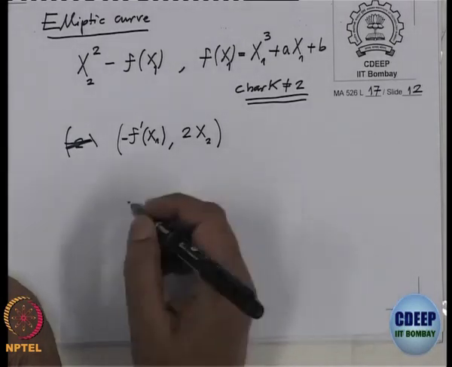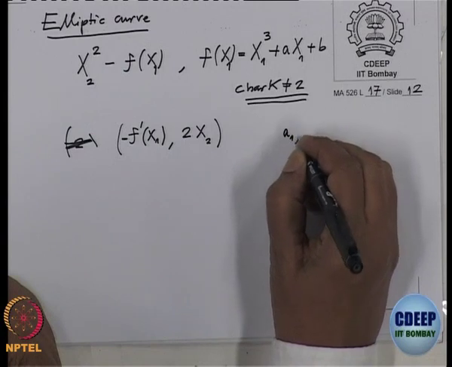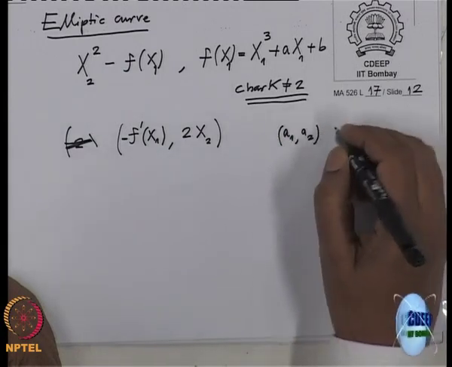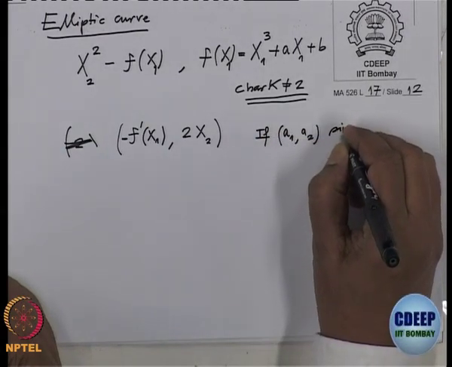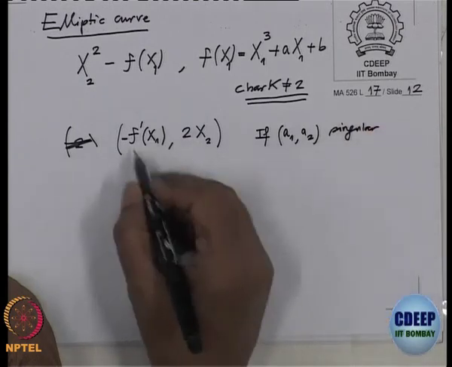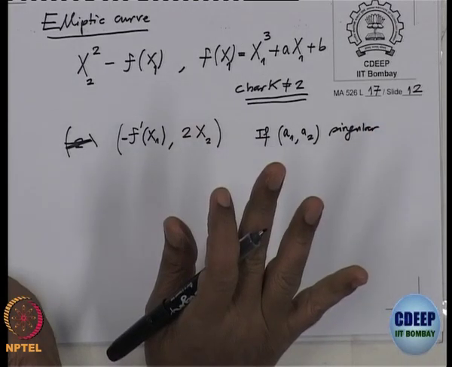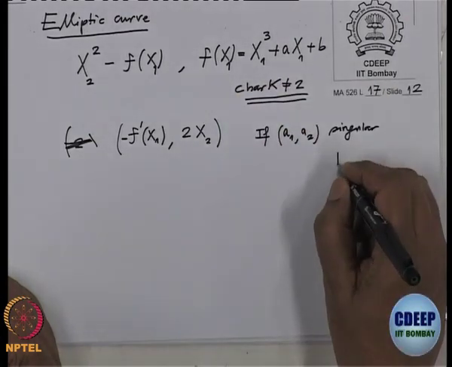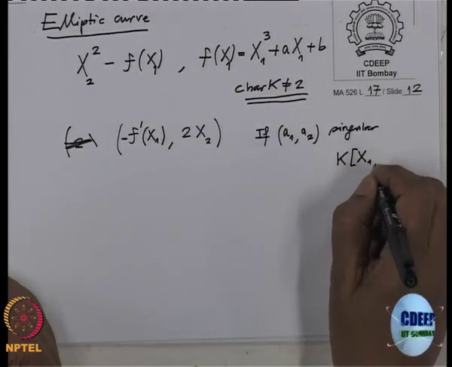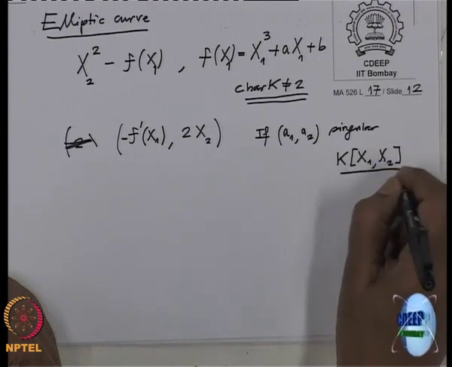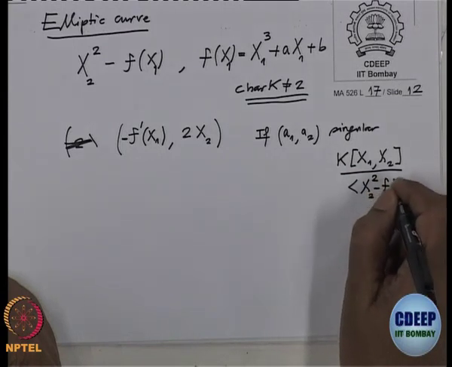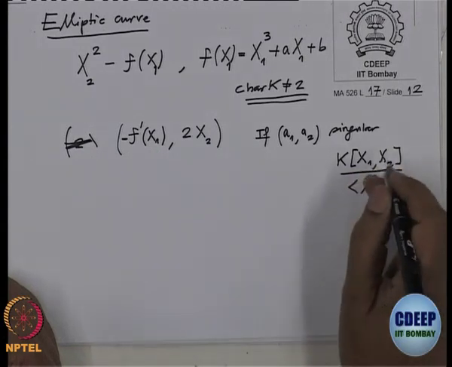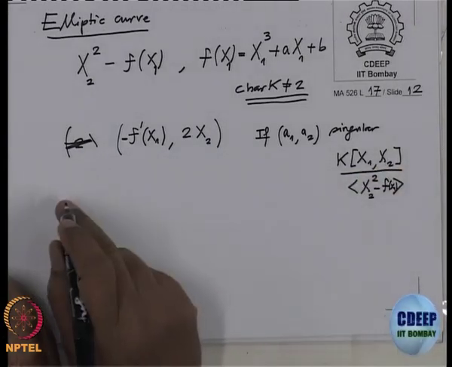suppose (a1, a2) is a singular point. If (a1, a2) is singular, that means the Jacobian matrix should become 0, because see, we are in which ring? We are in the polynomial ring in two variables x1 x2 modulo this equation x2 square minus f of x1, right. So, the dimension of this ring is 1. So, the only possibility is the Jacobian matrix is the 0 matrix.